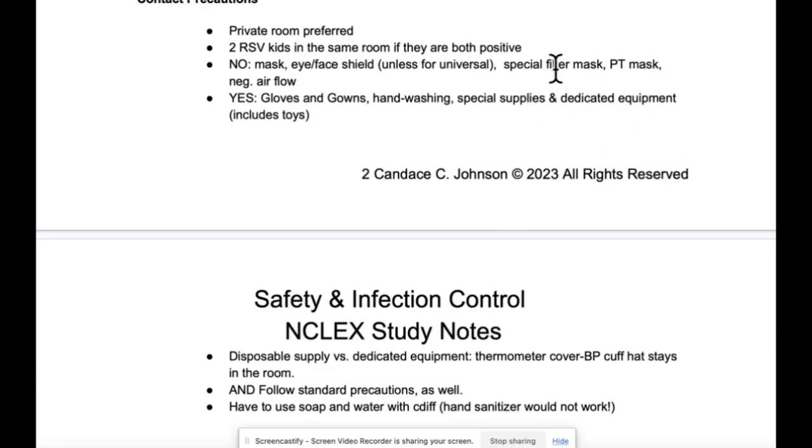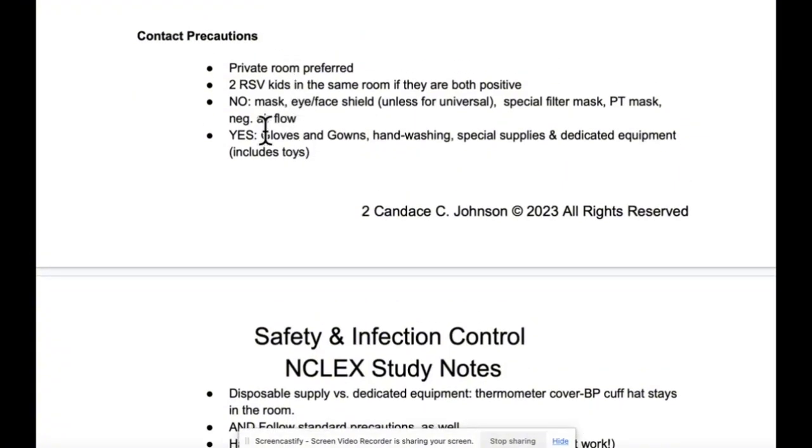All right. No special filter mask, right? They don't need N95 masks. They don't have airborne diseases. The patient doesn't need to wear a mask, all right? And they don't need a room with negative airflow, or what's called a negative pressure room, all right? What they do need, however, will be gloves and gown, all right? And we're going to do hand washing.